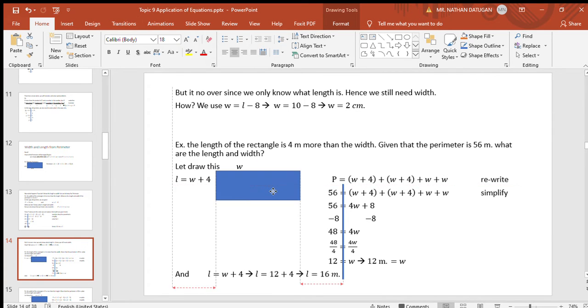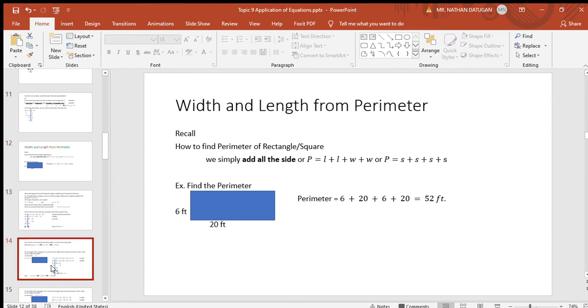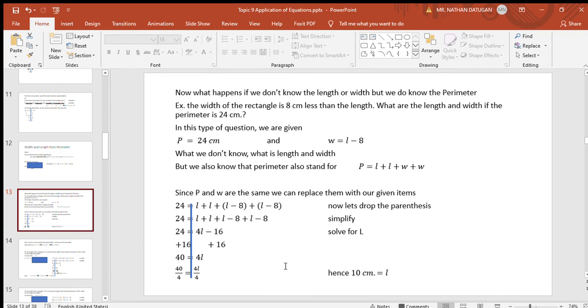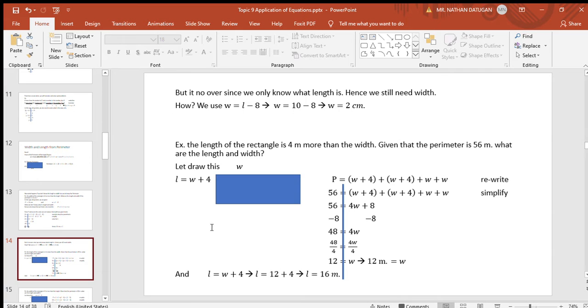Let's have another one. In this case, we'll draw. Let's say you need to visualize the problem, and that's okay. Let's have a problem, and this time we'll visualize the problem. So we have nearly the same exact problem, the length of the rectangle is 4 meters more than the width. Given that the perimeter is 56 meters, what are the length and width?